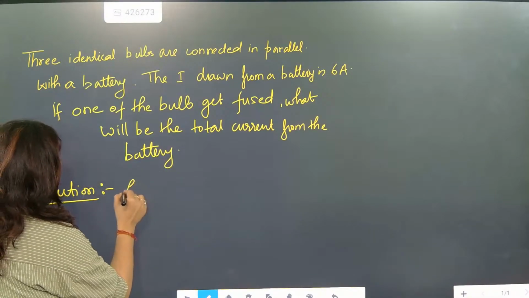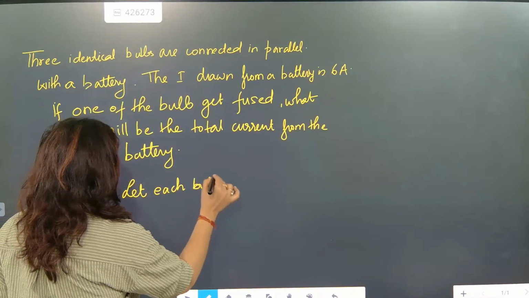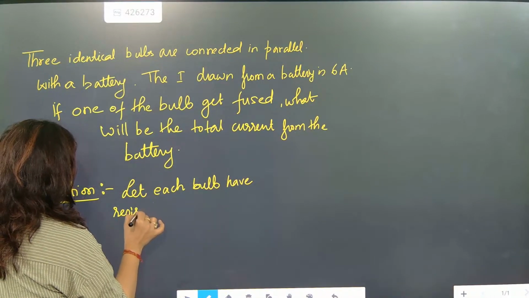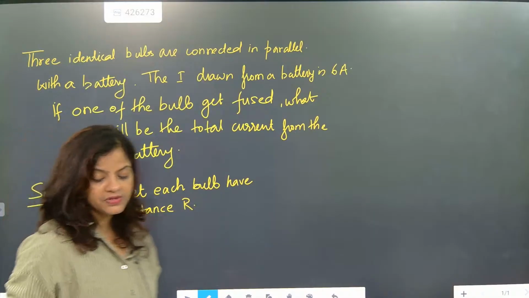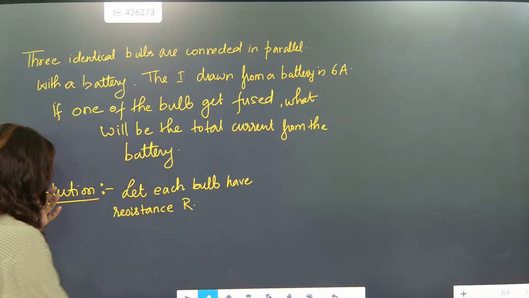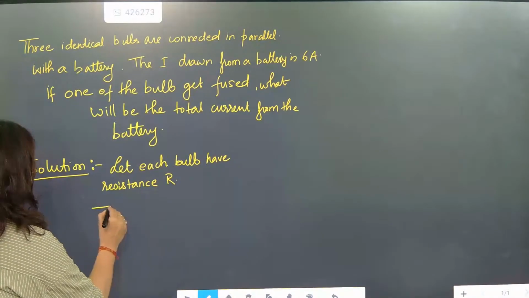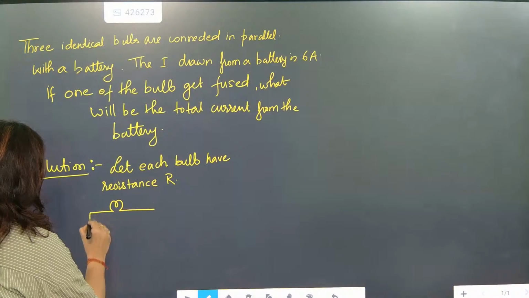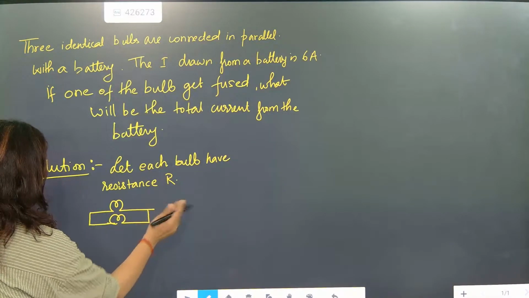So we'll write first, let each bulb have resistance R. So beta, let each bulb is having resistance R. Every bulb is having how much resistance, beta? R. Now we are going to draw it. I hope my children are understanding this. So first we will draw. This is exactly the first bulb. The second bulb.